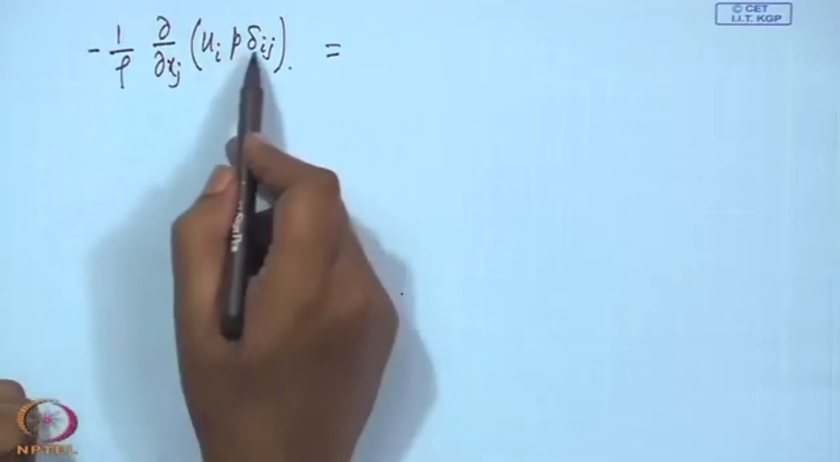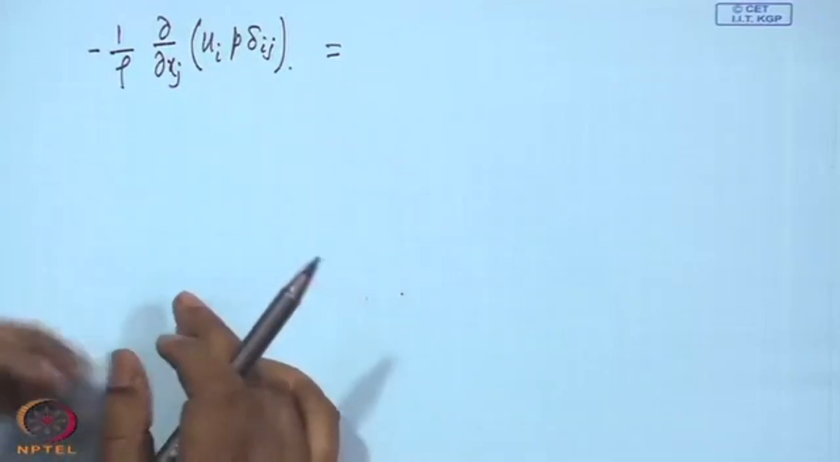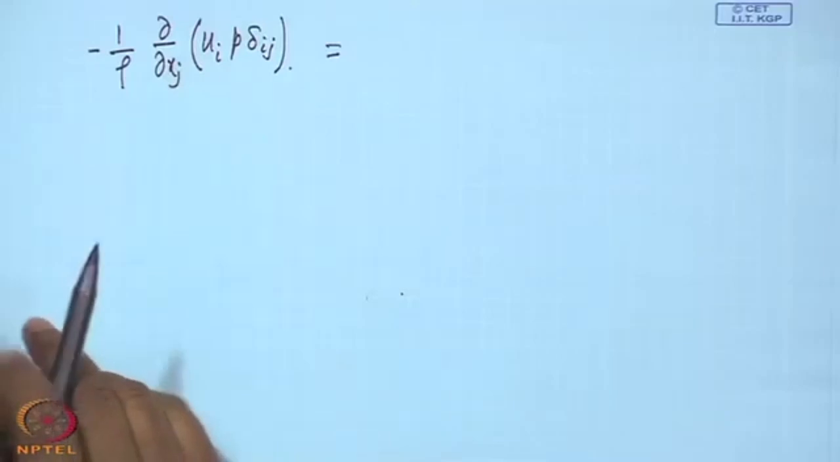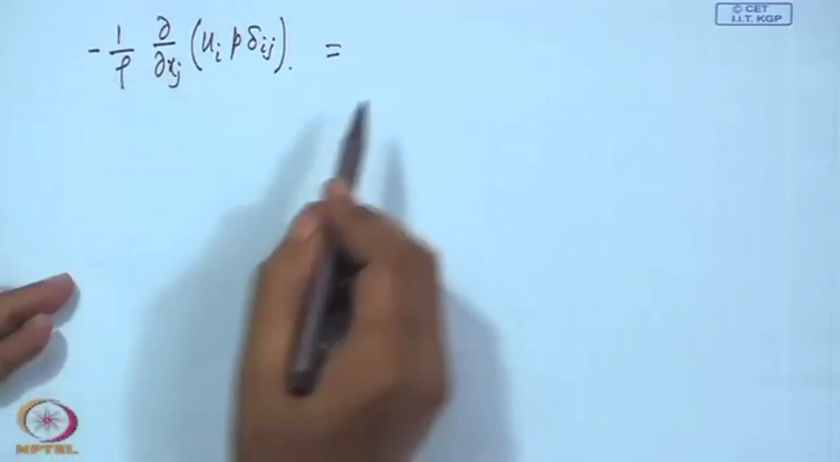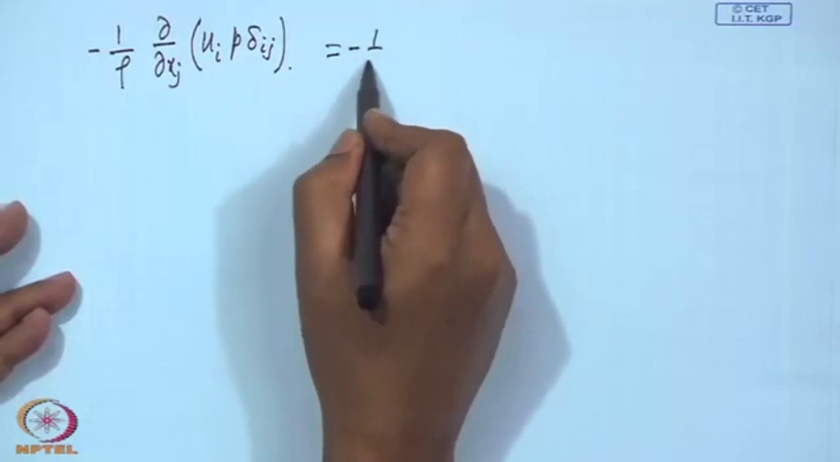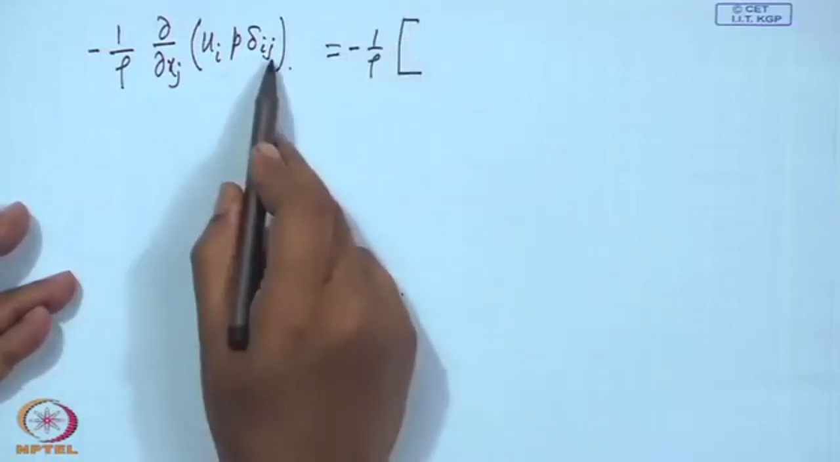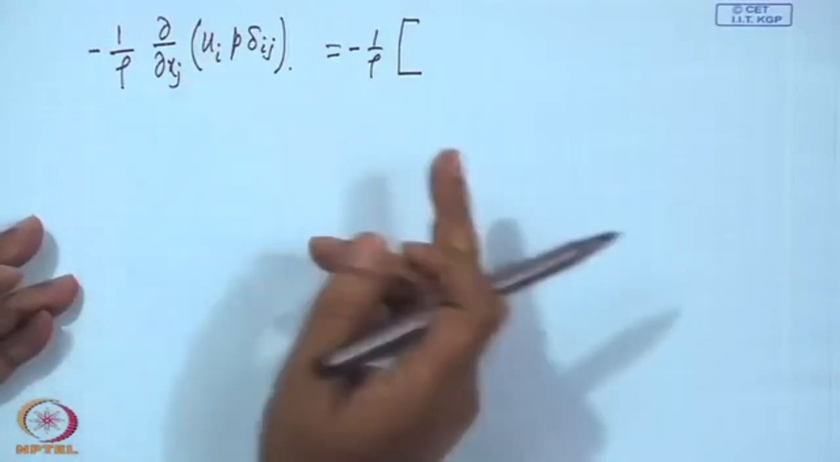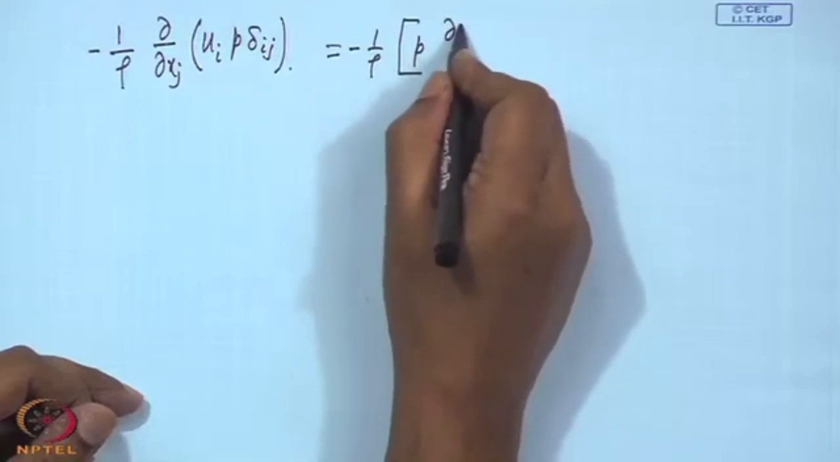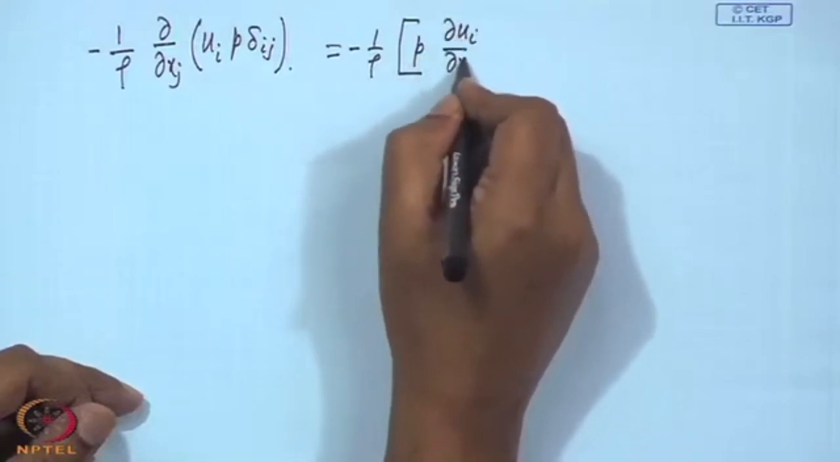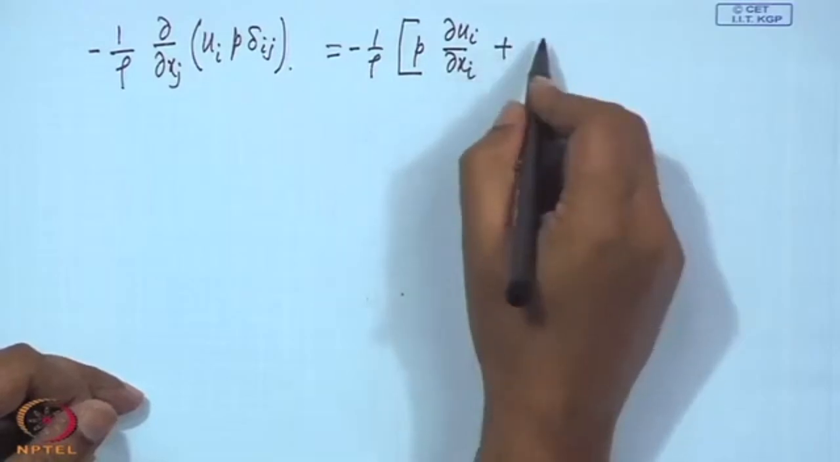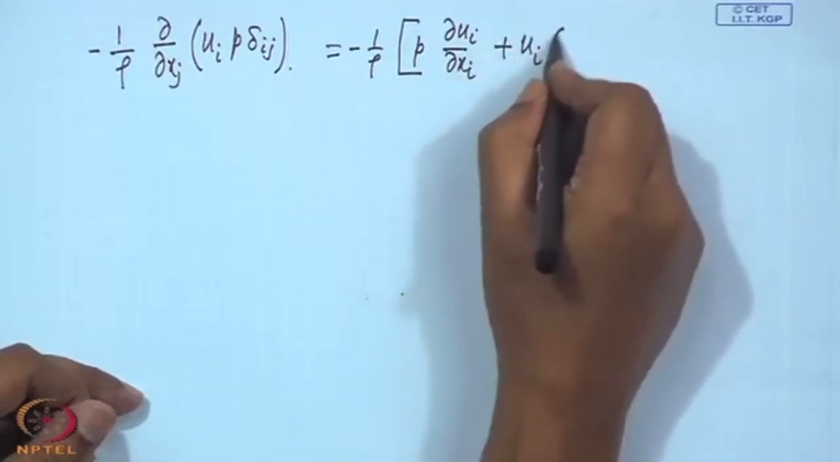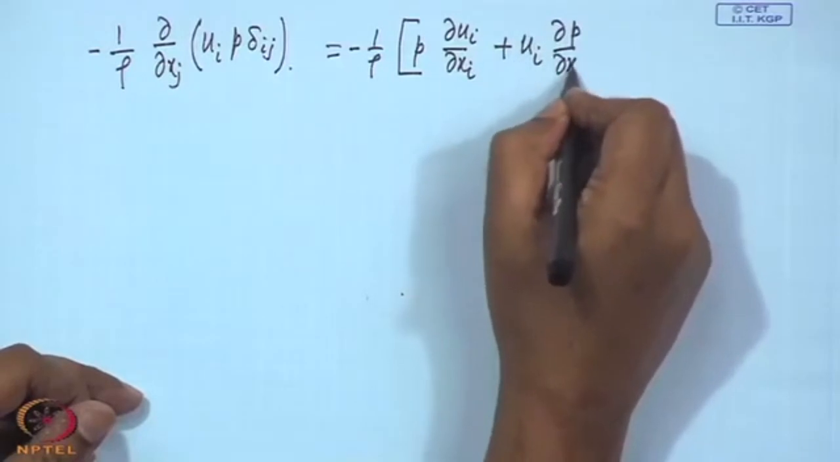So, the first term will be, let us say that p delta i j is one variable and u I is another variable. So, this will be written as minus 1 by rho will remain, of course, minus 1 by rho into p delta I j d u I d x j. Now, delta I j d u I d x j, that makes it d u I d x I. So, the first term will become p into d u I d x I and the second term will become u I d p d x I.